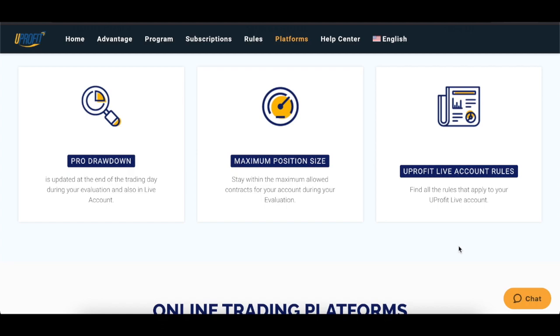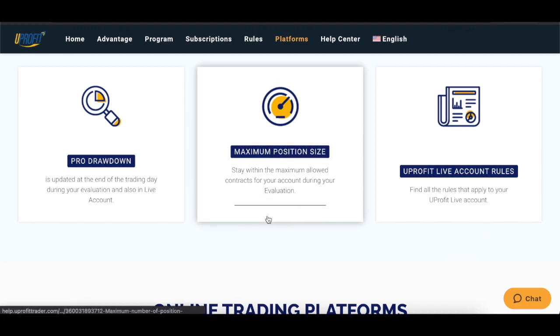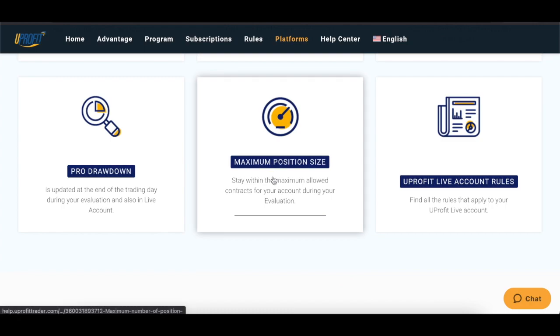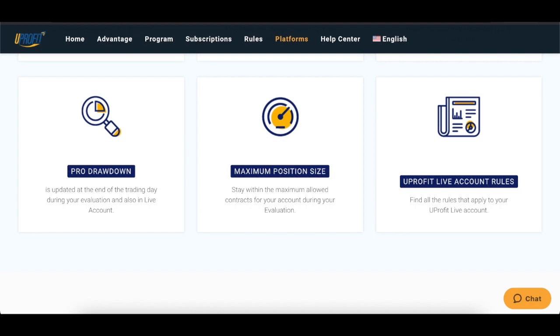You get funded and then you're off and running. No, there's actual rules regarding the live account. So we'll look at the rules and we'll look at the withdrawal rules as well. Maximum size, stay within your maximum contract evaluation. This is one I did not look at in advance. Some of them have a scaling plan during the evaluation and some don't. I know they have a scaling plan.